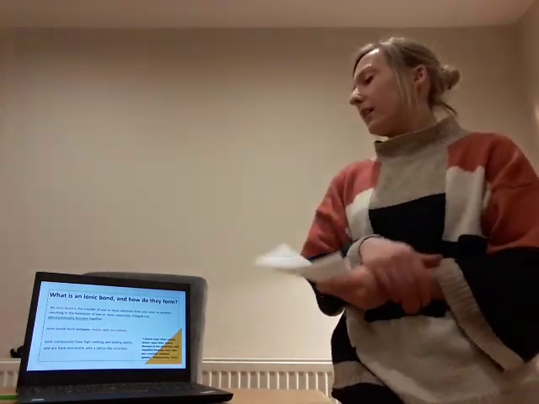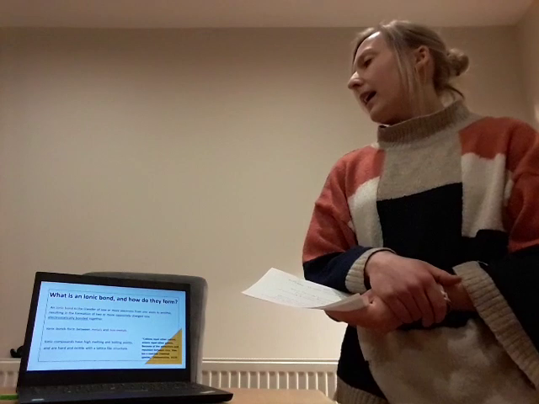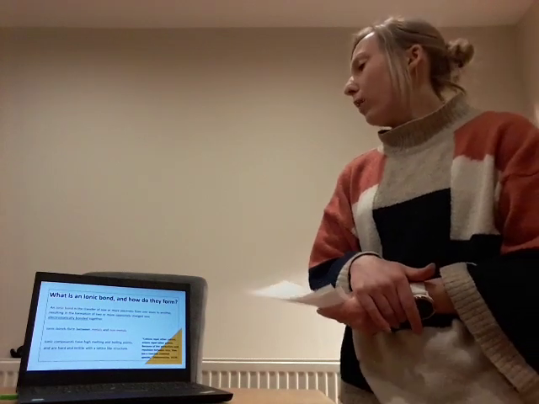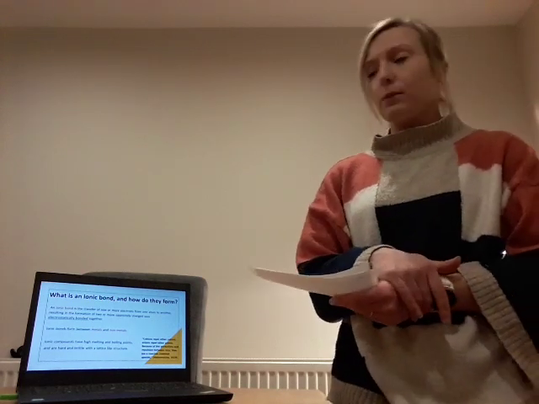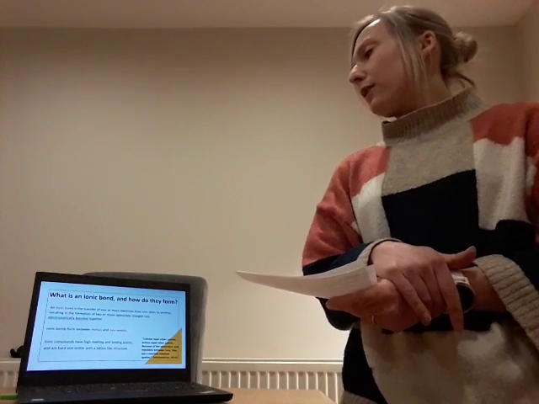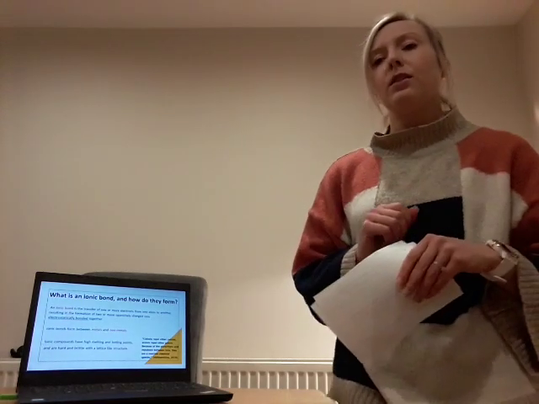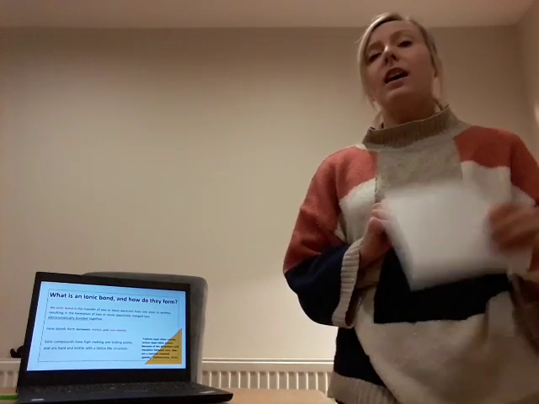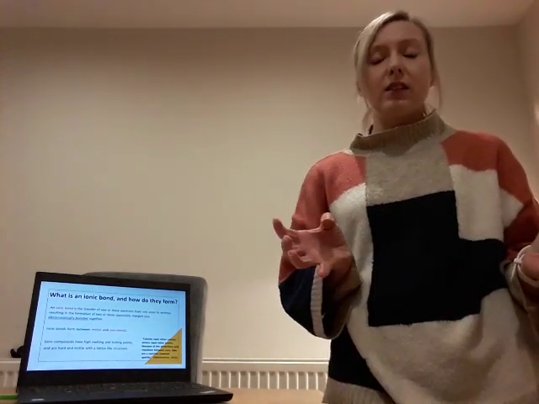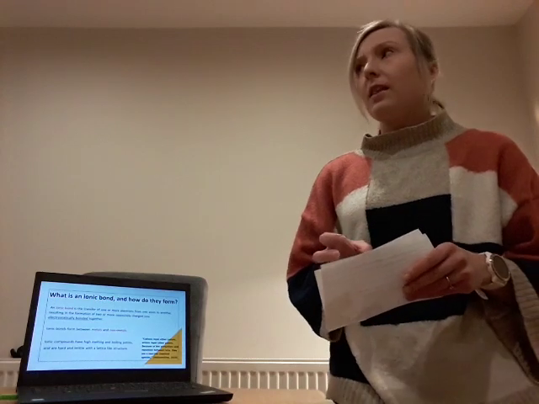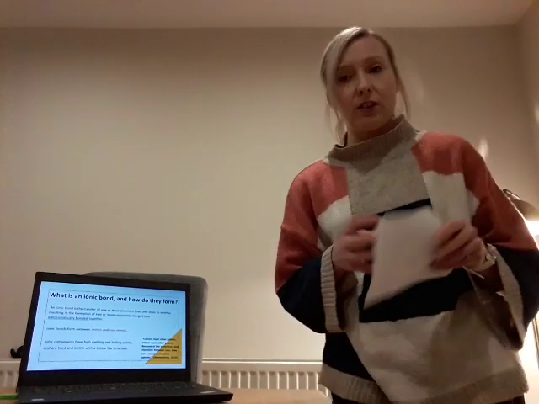So what is an ionic bond and how do they form? An ionic bond is a transfer of one or more electrons from one atom to another. So this results in the formation of two or more oppositely charged ions electrostatically bonded together. So because anions and cations contain opposite charges, they are electrostatically attracted to each other.